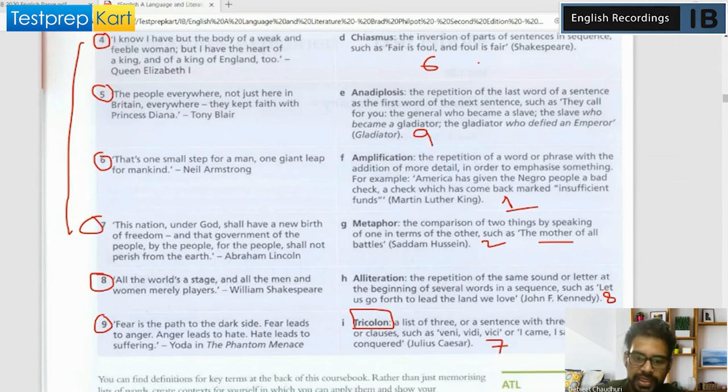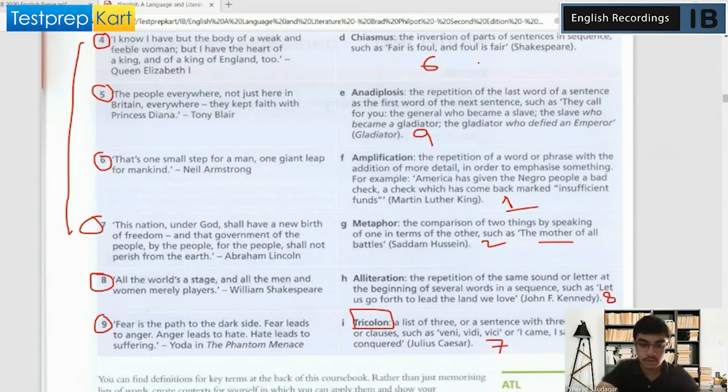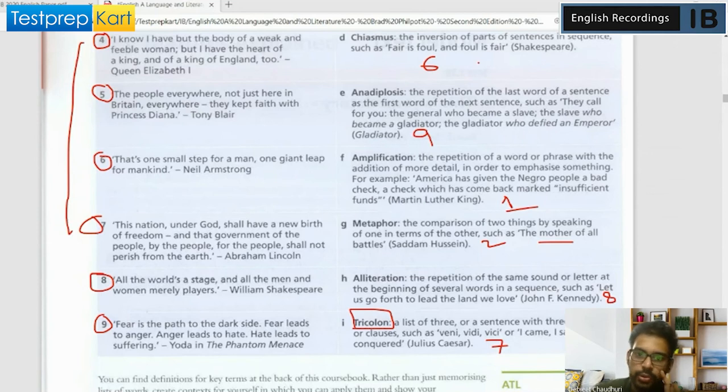All right. What is an alliteration? The repetition of the same sound or letter at the beginning of several words in a sequence. Okay, so give an example of an alliteration. Alliteration, right? Repetition. So the same sound has to be repeated throughout the sentence.